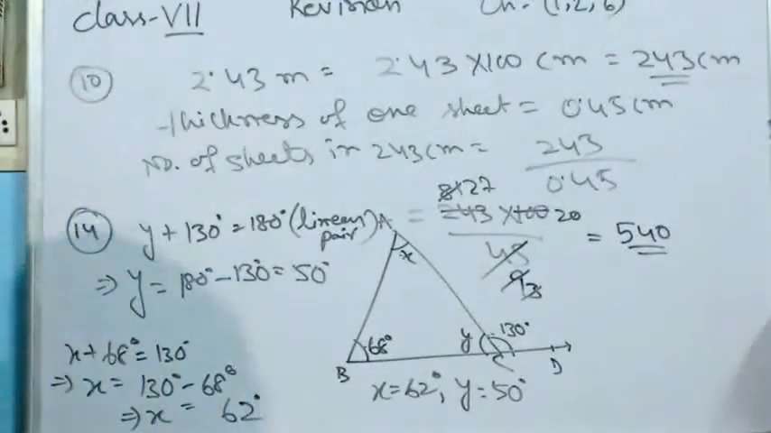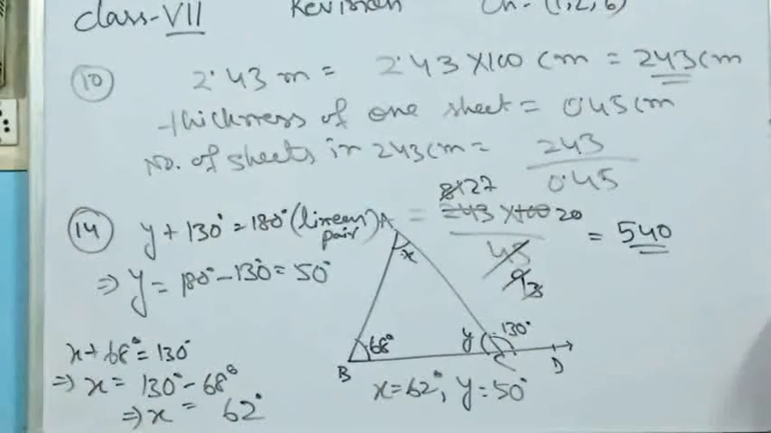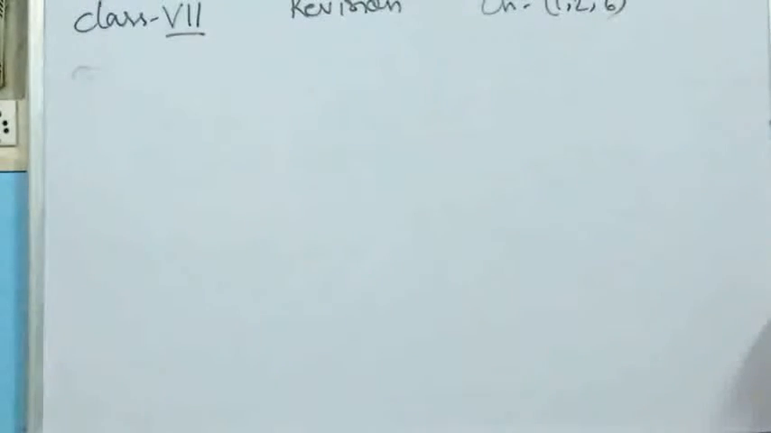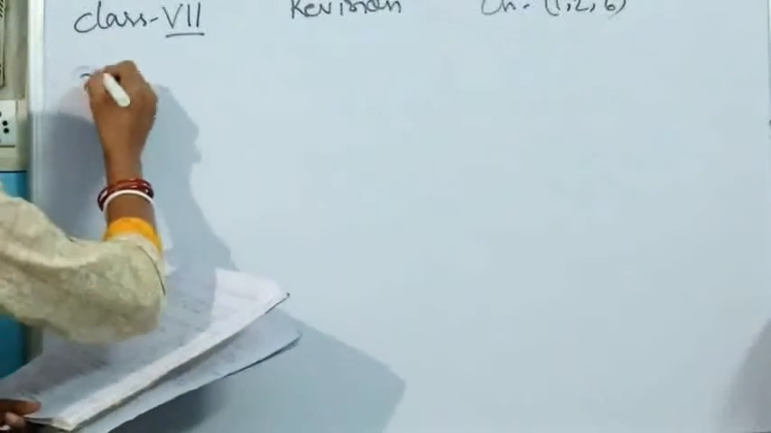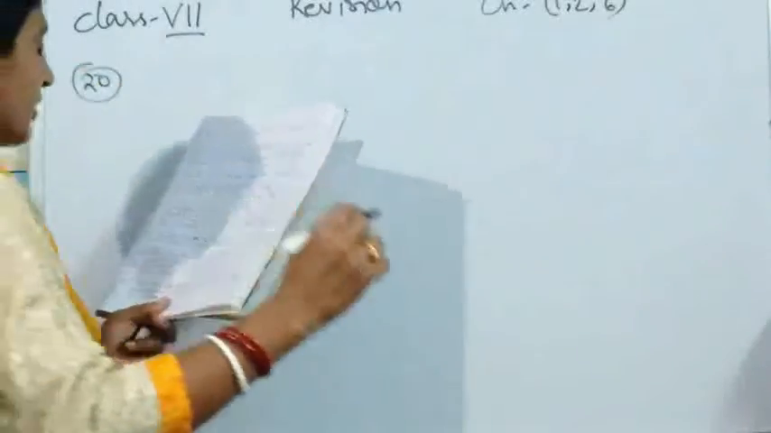Okay, now come to one more question. Be attentive to the last question of this set. This is question number 20. The question is, two poles 18 meter and 13 meter high.